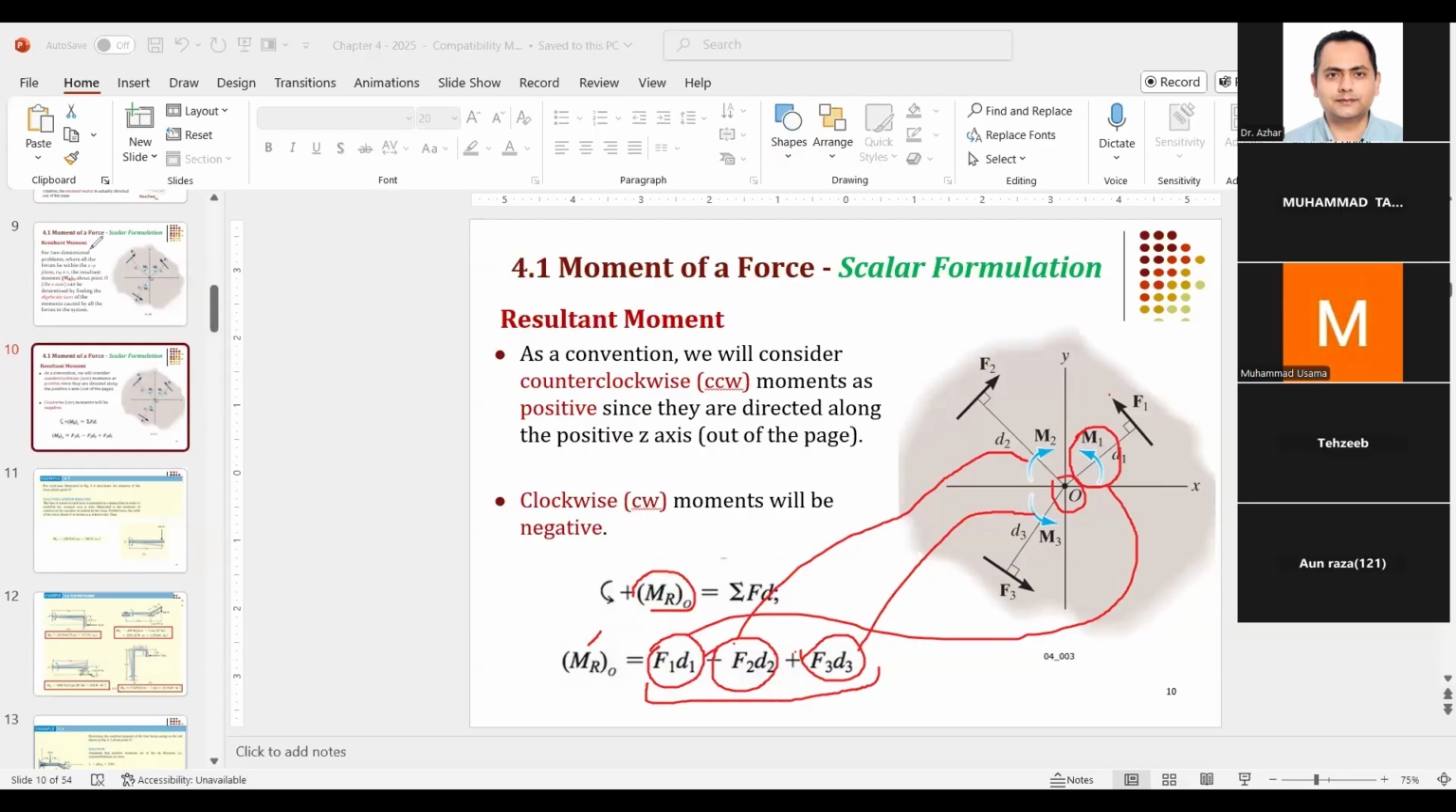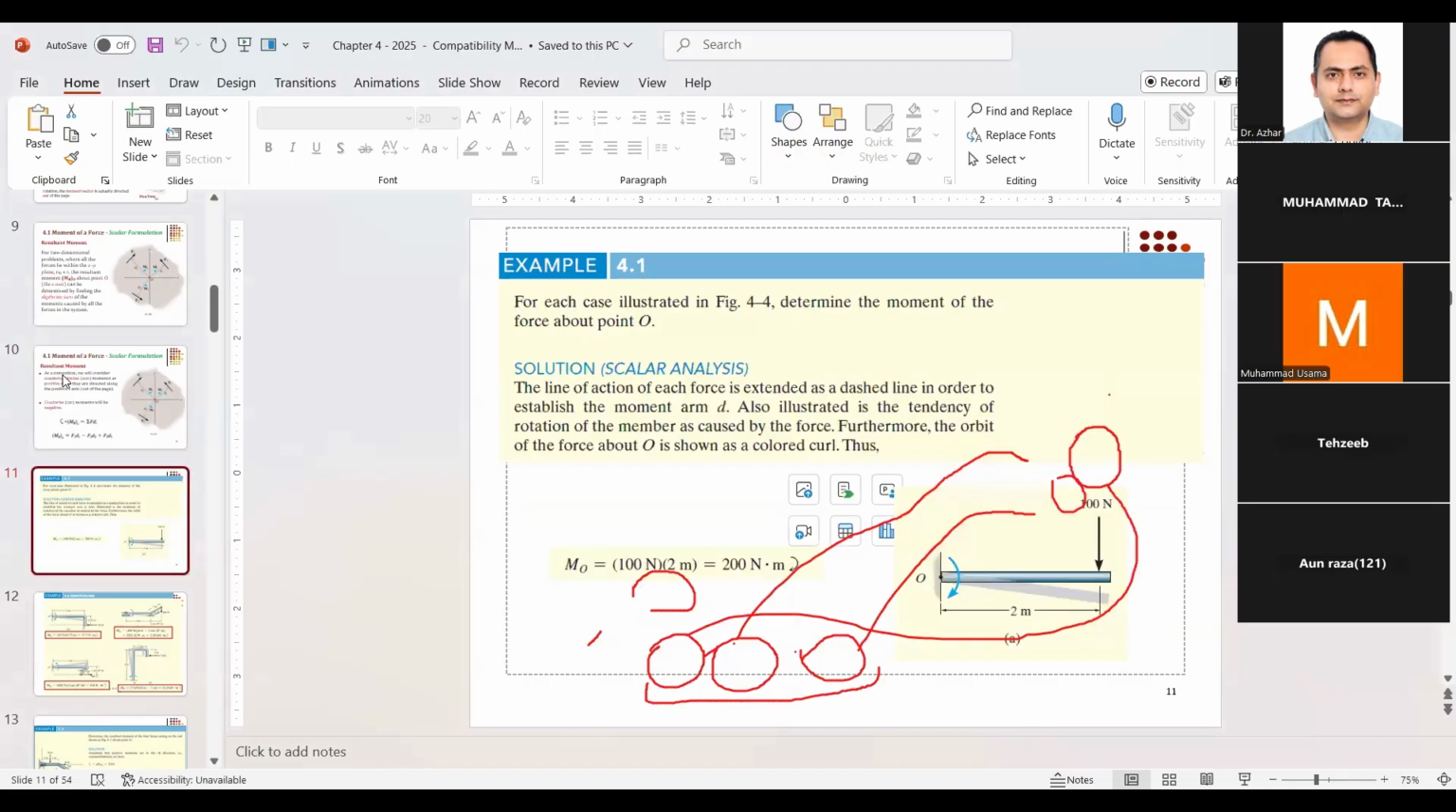Okay, moving forward on a small example right here. Let me clean this.